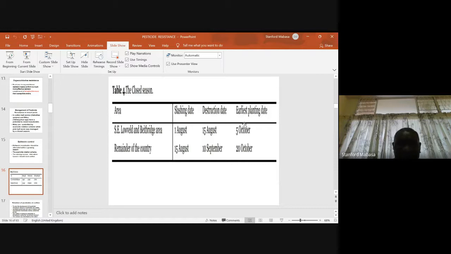And the remainder of the country, by 15 August, cotton should be slashed. By 10 September, we should destroy the cotton, and we should plant probably by 20 October.